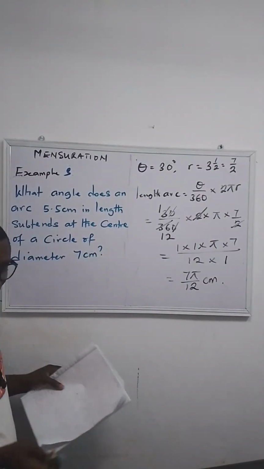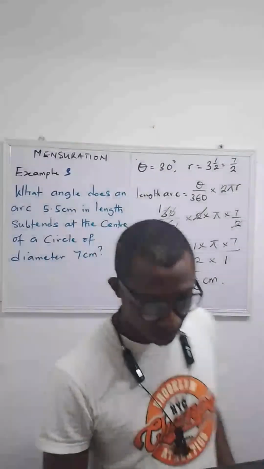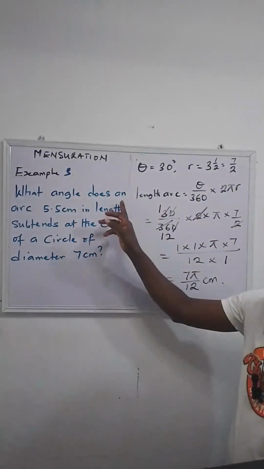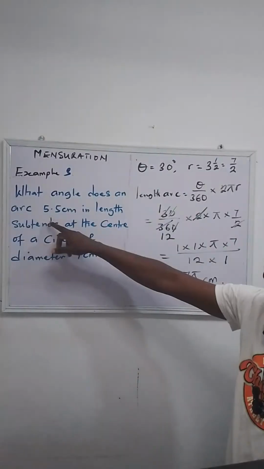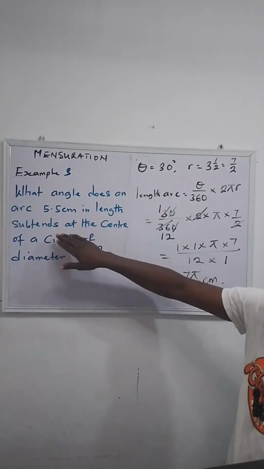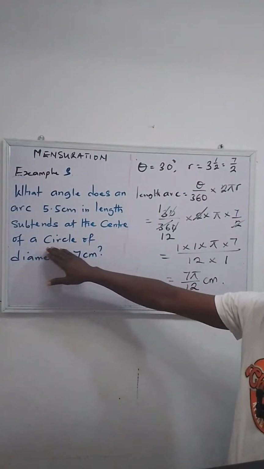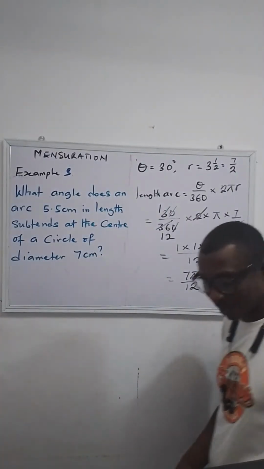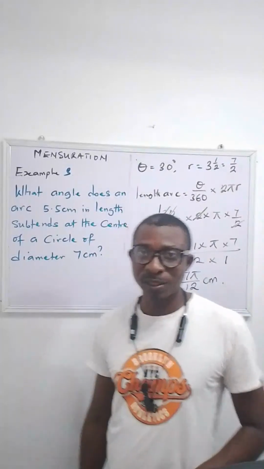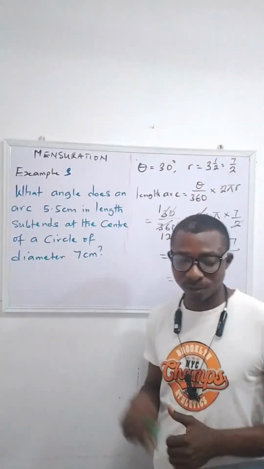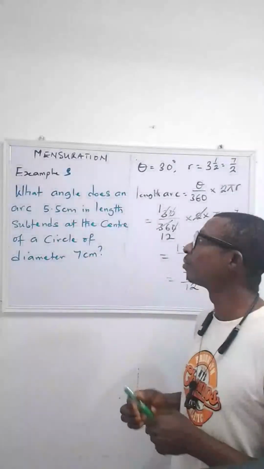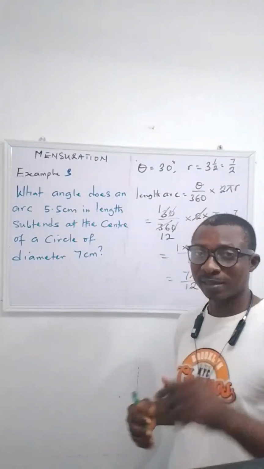All right, so now let's look at the next question. The question says, what angle does an arc 5.5 centimeter in length obtain at the center of a circle of diameter 7 centimeter? Okay, so I want to believe you get the question. So now let us solve this problem. Let's do it individually, and let's drop our answer in the comment section.